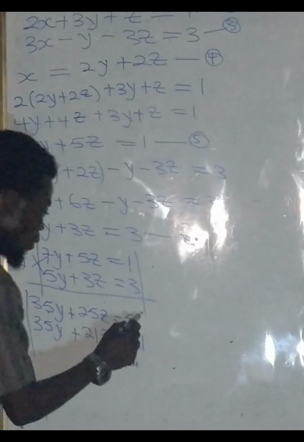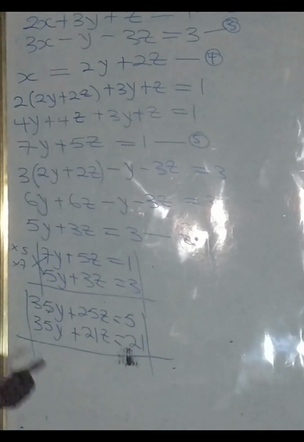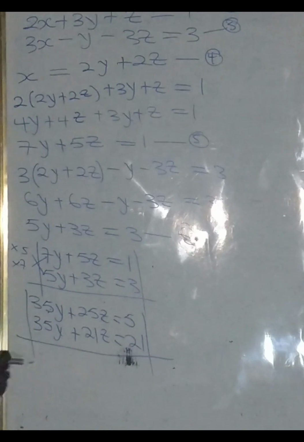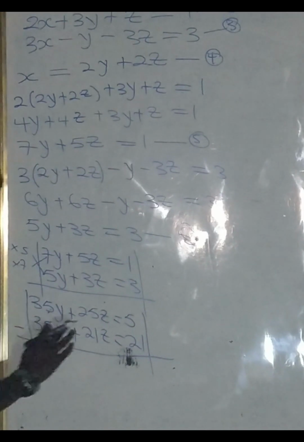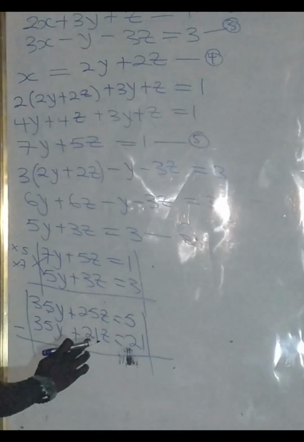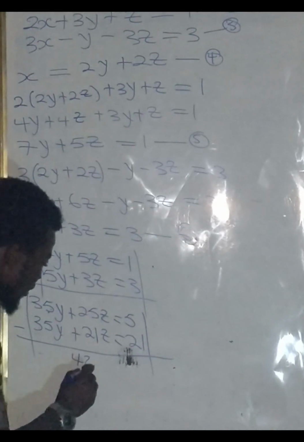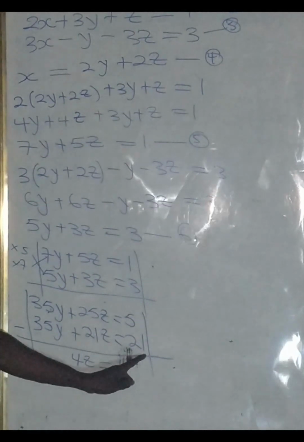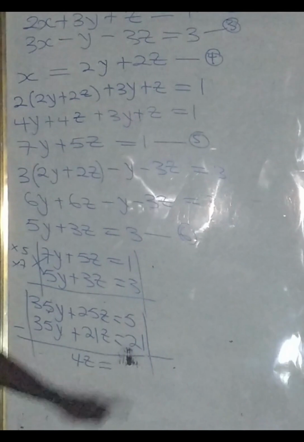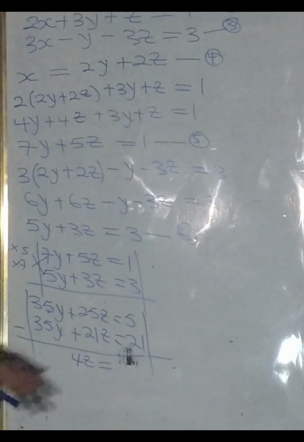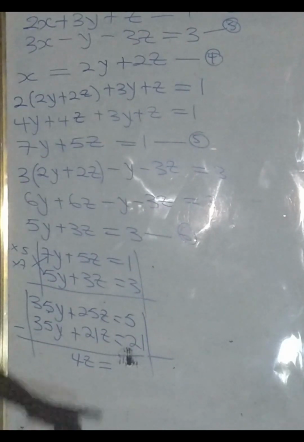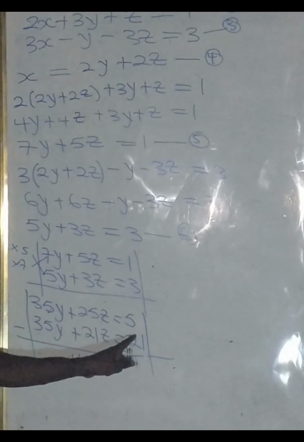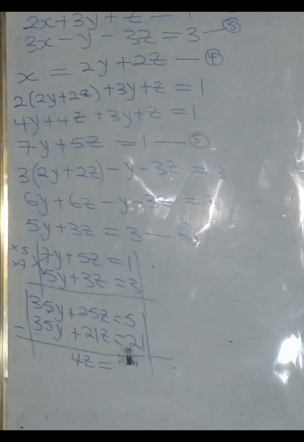So now at least we have one variable we can get rid of. Since the signs are the same here, we subtract. 35y minus 35y is 0. Then 25 minus 21 is 4, so 4z is equal to 5 minus 21. Not 17 here: 21 minus 5, what is that? It's 16.